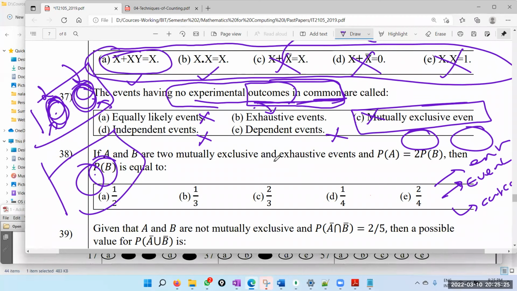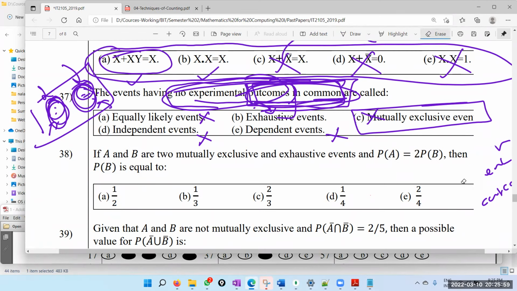C, correct. Okay. Actually, I was just concentrating on no experimental outcomes. Now only I break it outcomes in common. Yes. No experimental outcomes in common. That is mutually exclusive. That is where we can say P(A union B) is P(A) plus P(B). Here P(A union B) is P(A) plus P(B) minus P(A intersection B), right?